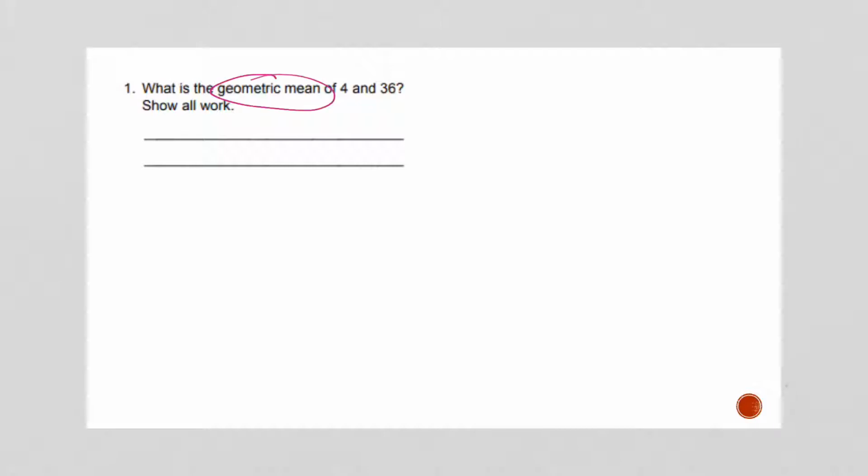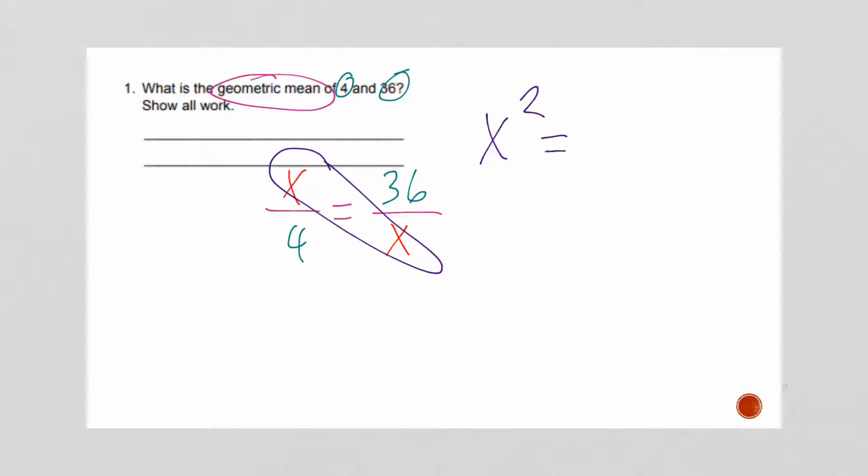When you're being asked to find the geometric mean, this is when you have two ratios. Don't forget that your x's, you have to write in a position so that when you cross multiply, the x's multiply out together. So the 4 and the 36, I'm going to write in the other two spots. Cross multiply, x times x is x squared. And 4 times 36 is 144.